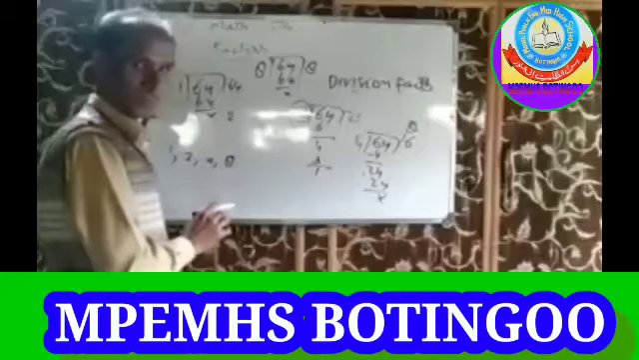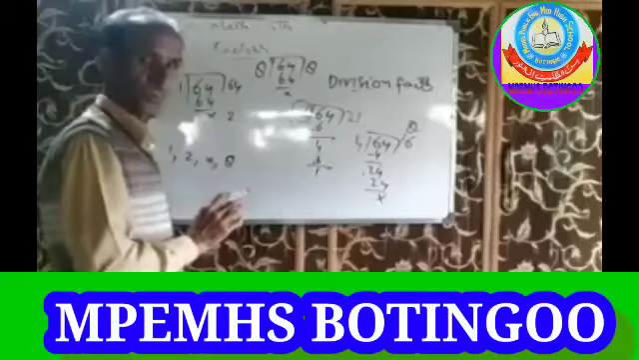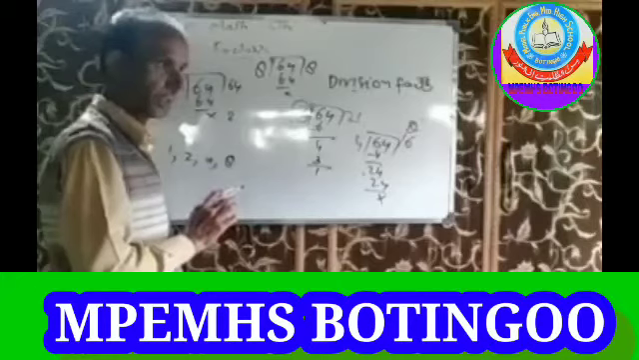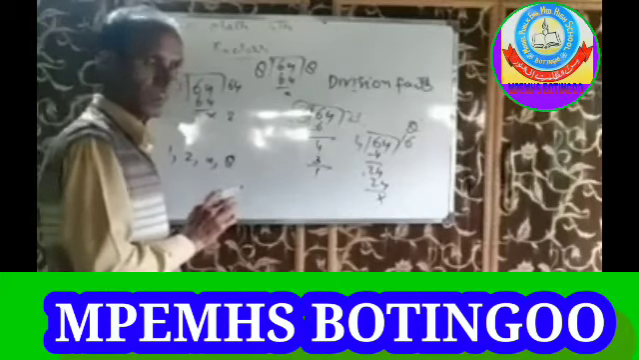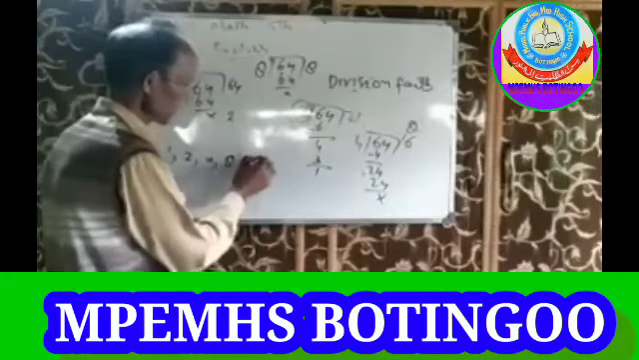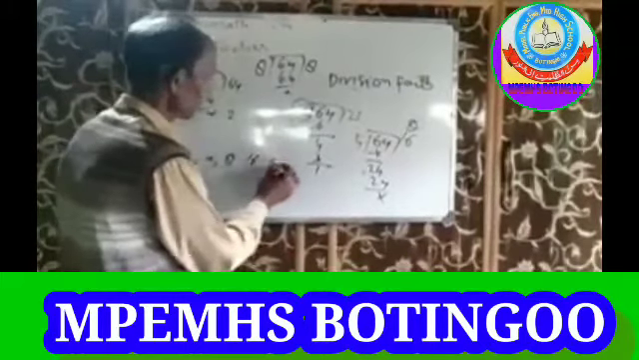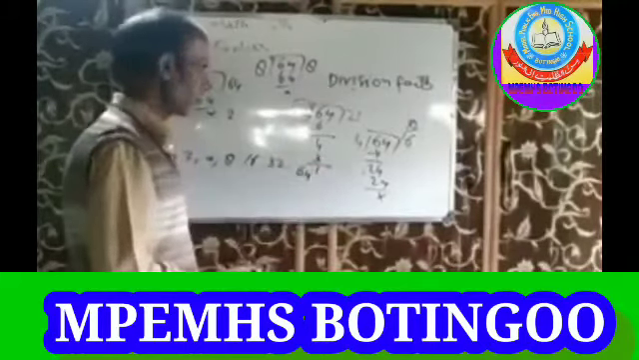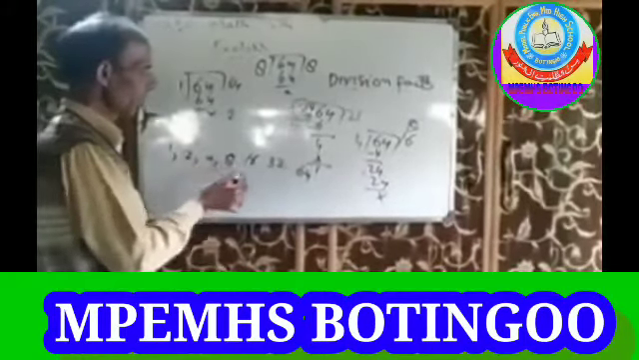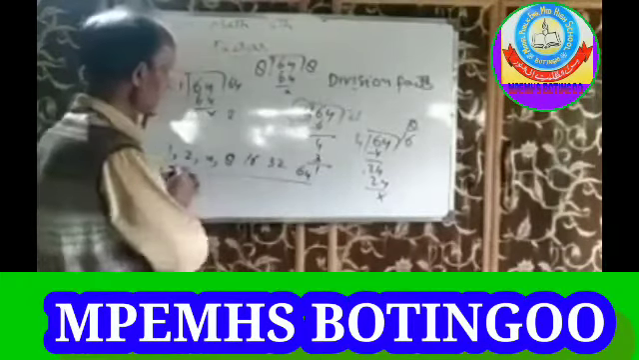9 is not a factor of that. 10 is not a factor. 11 is not a factor of 64. 12 is not a factor. 13 is not a factor. 14 is not a factor. 15 is not a factor. 16 is a factor of this. 32 is a factor. 64 is a factor. So we can see that the factors of 64 are 1, 2, 4, 8, 16, 32 and 64. These are the factors of 64.